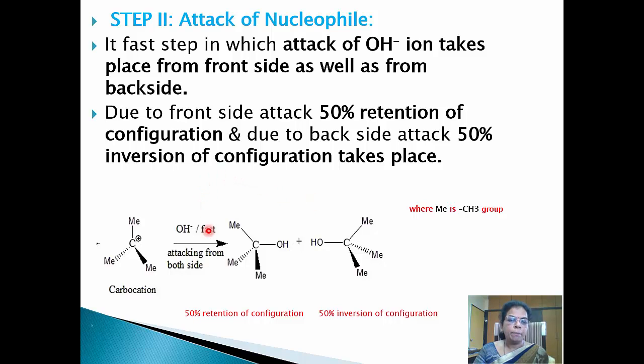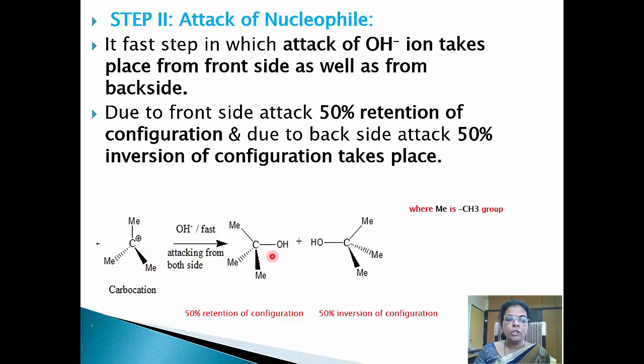Now look here at the mechanism. This is the carbocation, that is positively charged carbonium ion. Now here there is Me. Me is nothing but the CH3 group, that is methyl group. Now this tertiary butyl carbocation is trigonal planar. The geometry of this tertiary butyl carbonium ion is trigonal planar. Therefore OH minus ion attacks from front side also and from back side also. That is, here both front side attack and back side attack are equally possible.